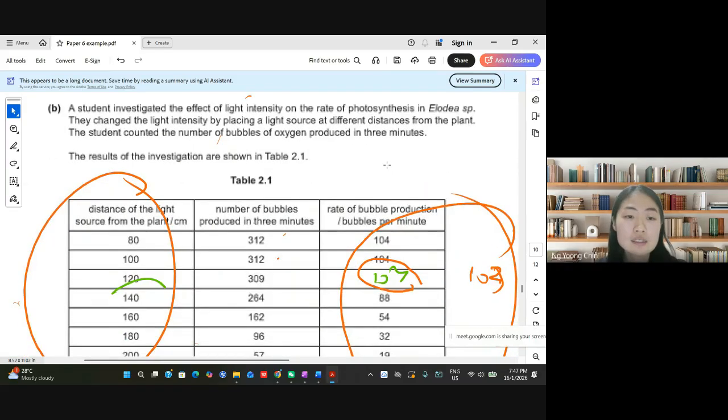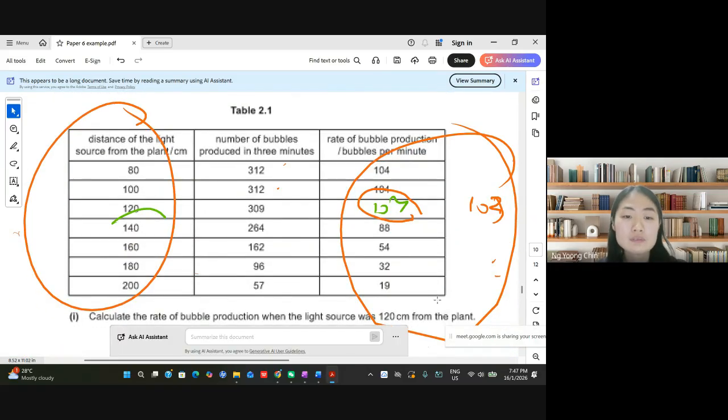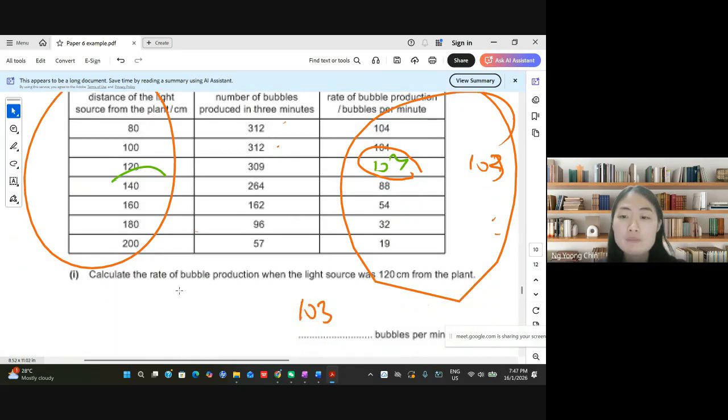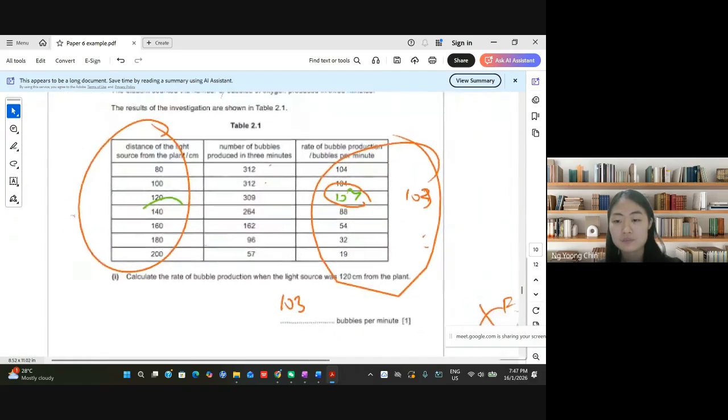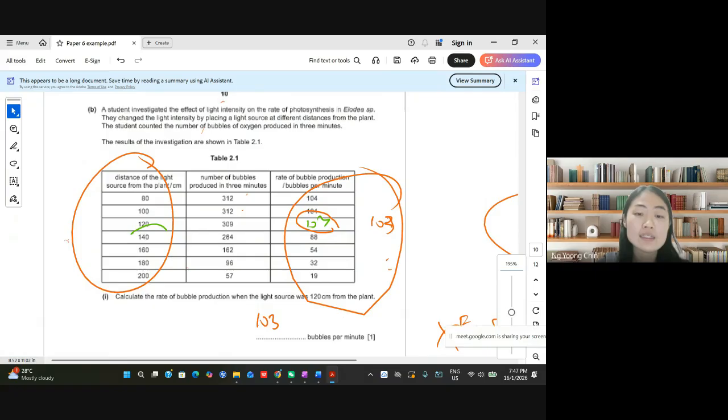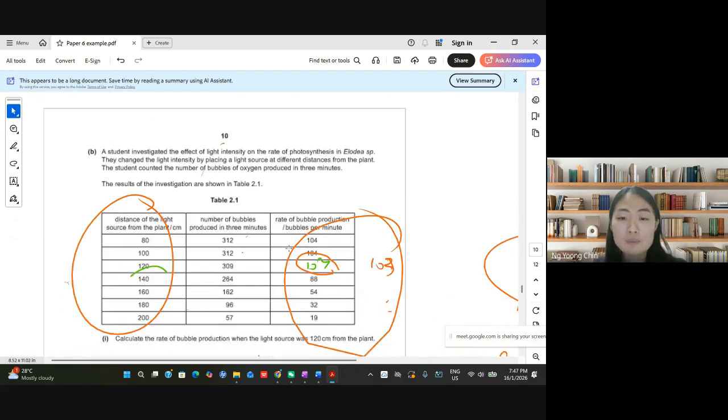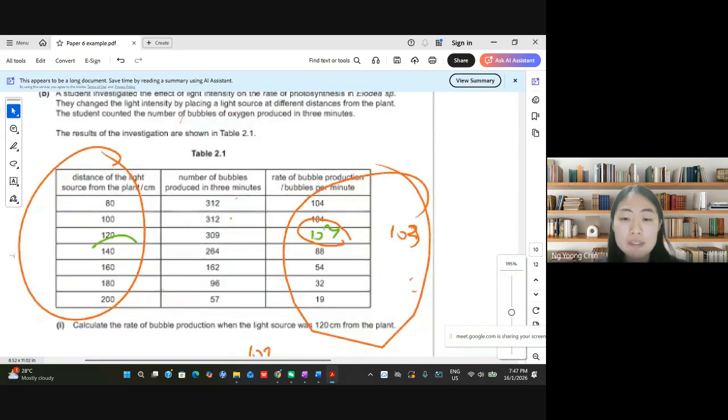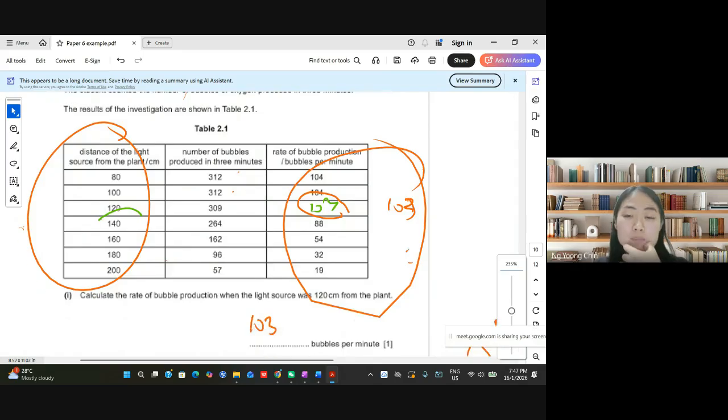Yeah. So this is your result, okay? Given in a table. And then what you need to do is calculate the rate of bubble production when the light source was 120 cm from the plants. Yeah, so this is a distance, okay, and then this is the rate of bubble production. Yeah, so you get about 103 bubbles per minute. Okay, how do you get 103 bubbles per minute? It is by the calculation, okay.